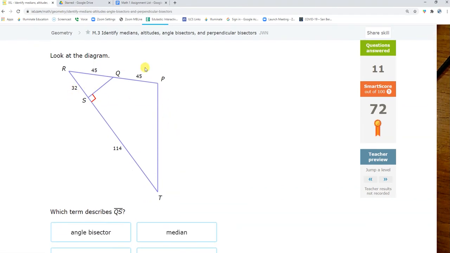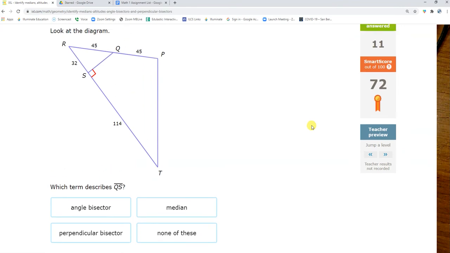Okay, QS. What is QS? Look at that. That's not a median. Man, this feels like none of these. QS is not a median because it's not coming down off of a vertex, even though it's bisecting this. It's not a perpendicular bisector because this isn't bisected. It's none of those.